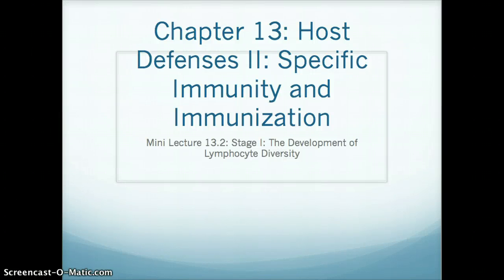Hi everyone, this is the second mini lecture in Chapter 13. We're going to be looking at the development of lymphocyte diversity, so the development of B cells and T cells.